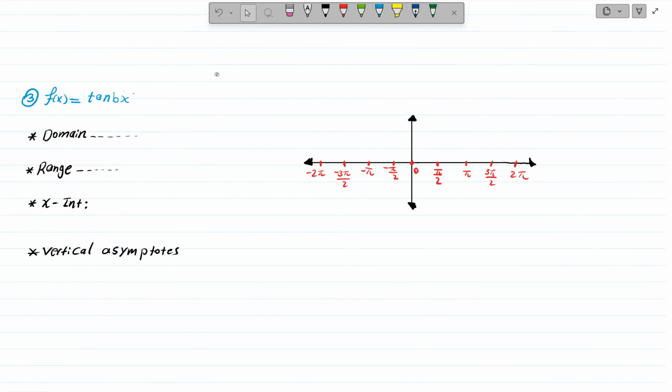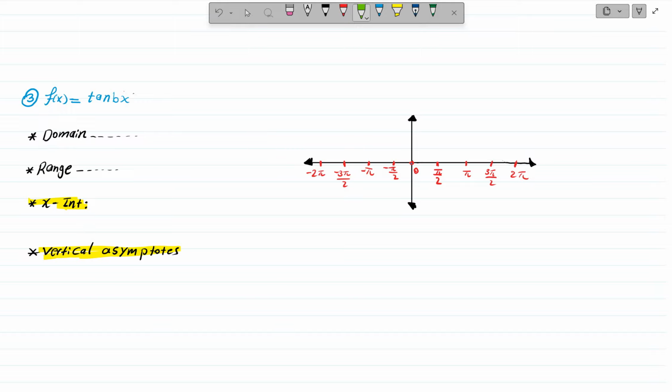Okay, dear students, the third one is going to be tan. So here for tan we don't have amplitude and the period is pi. Till pi we have a new period every pi, but I don't write it here. The most important things are the x-intercept and the vertical asymptote, which have a very big role for graphing tan.